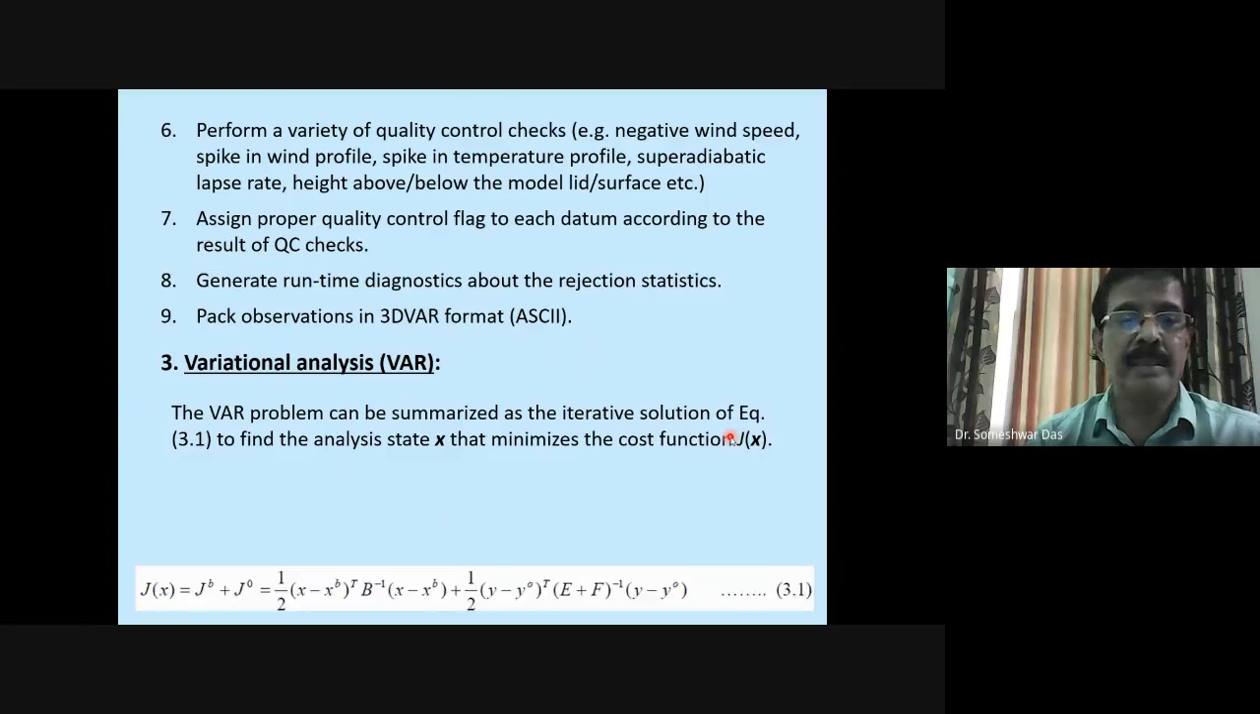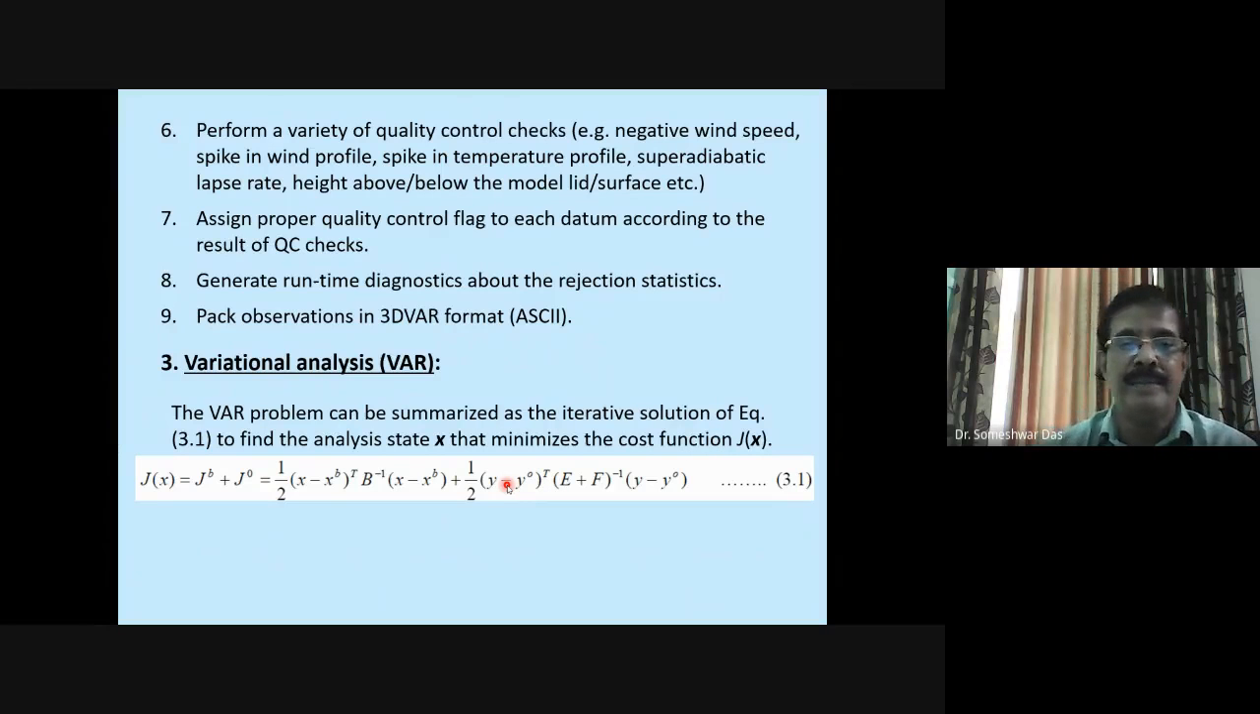Okay, and you recall this equation that we saw yesterday. The cost function J(x) is given by the sum of Jb, the background field, and Jo, the observation field, is equal to half of (x minus xb) transpose B inverse (x minus xb). This is the background error. Okay, plus half of (y minus yo), which is the observation, transpose, times the observational error covariance matrix, and F, if you remember, that is the representativeness error covariance matrix. Okay, inverse of that, (y minus yo).